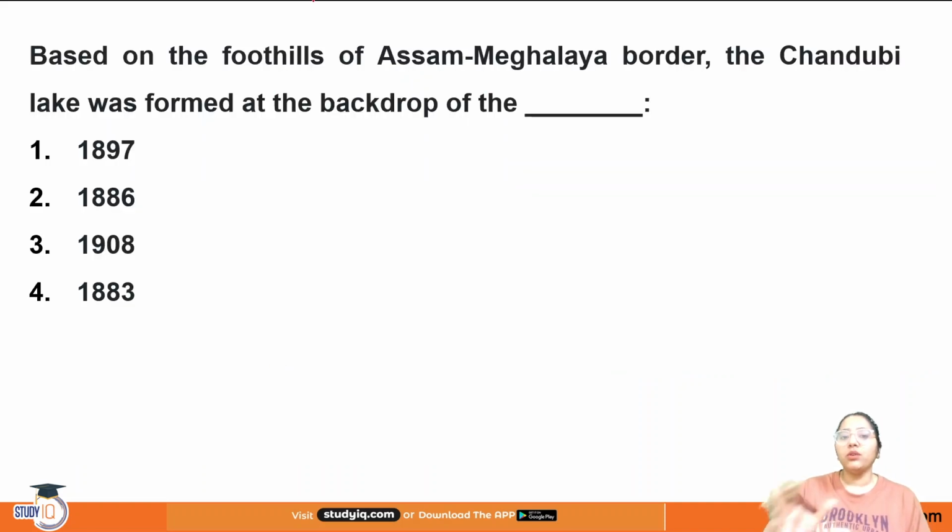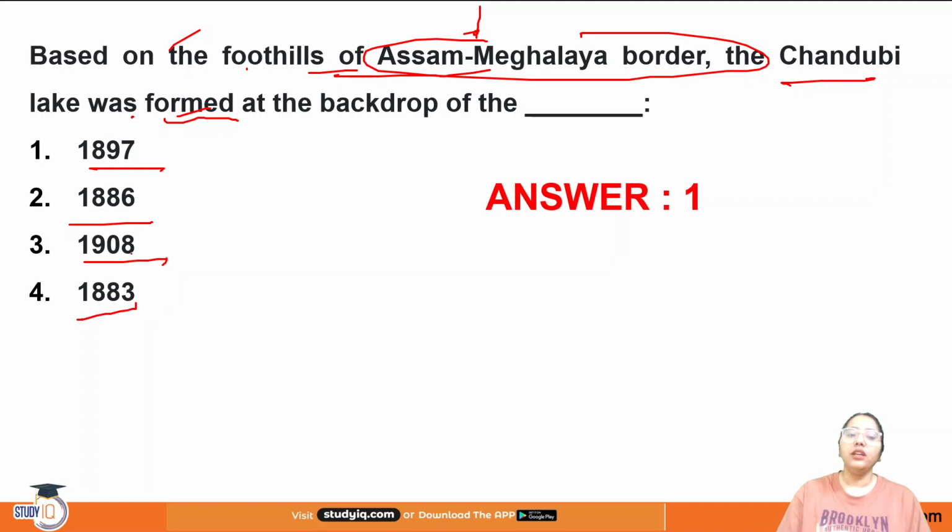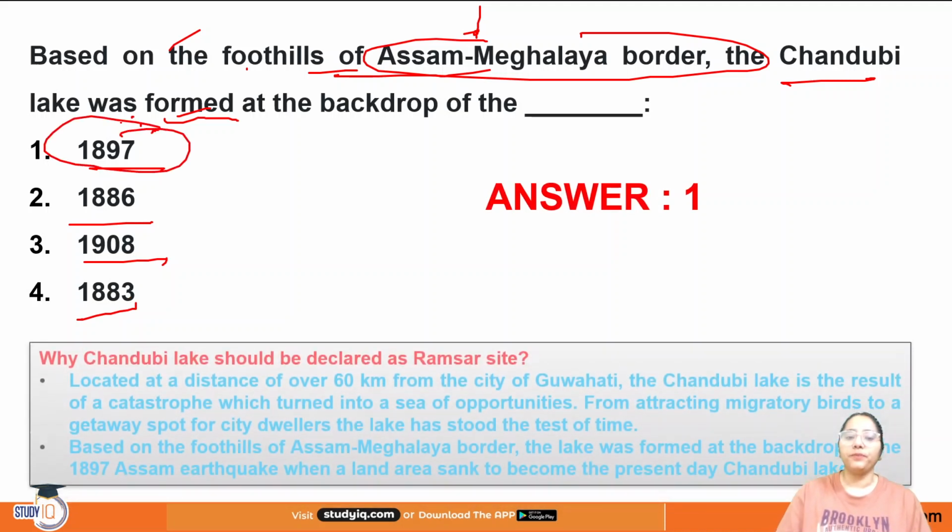We will talk about the Gunotsava at the end of the lecture. Okay. So next question is about the Assam Meghalaya border. Based on the foothill of the Assam Meghalaya border, the Chandubi Lake was formed in which particular year? So Chandubi Lake is located on the foothill of Assam Meghalaya border. In which particular year was it formed? Options are 1897, 1886, 1908 or 1883. Correct answer will be the year 1897 it was formed.